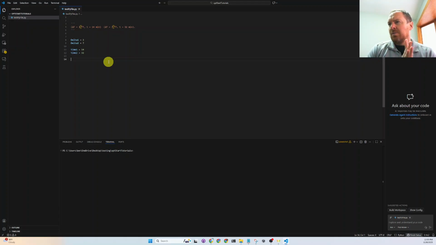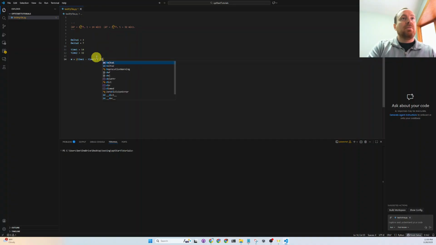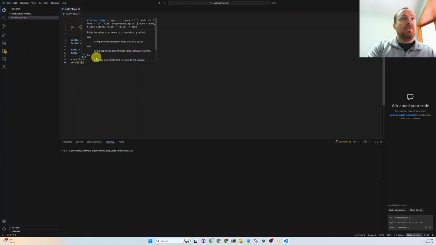We're just going to go into our equation, which was m. If we want to do minutes first, we would do time 1 minus time 2 divided by delta 1. Oops, actually I forgot my parentheses. So delta 1 minus delta 2. Let's print this, print m.